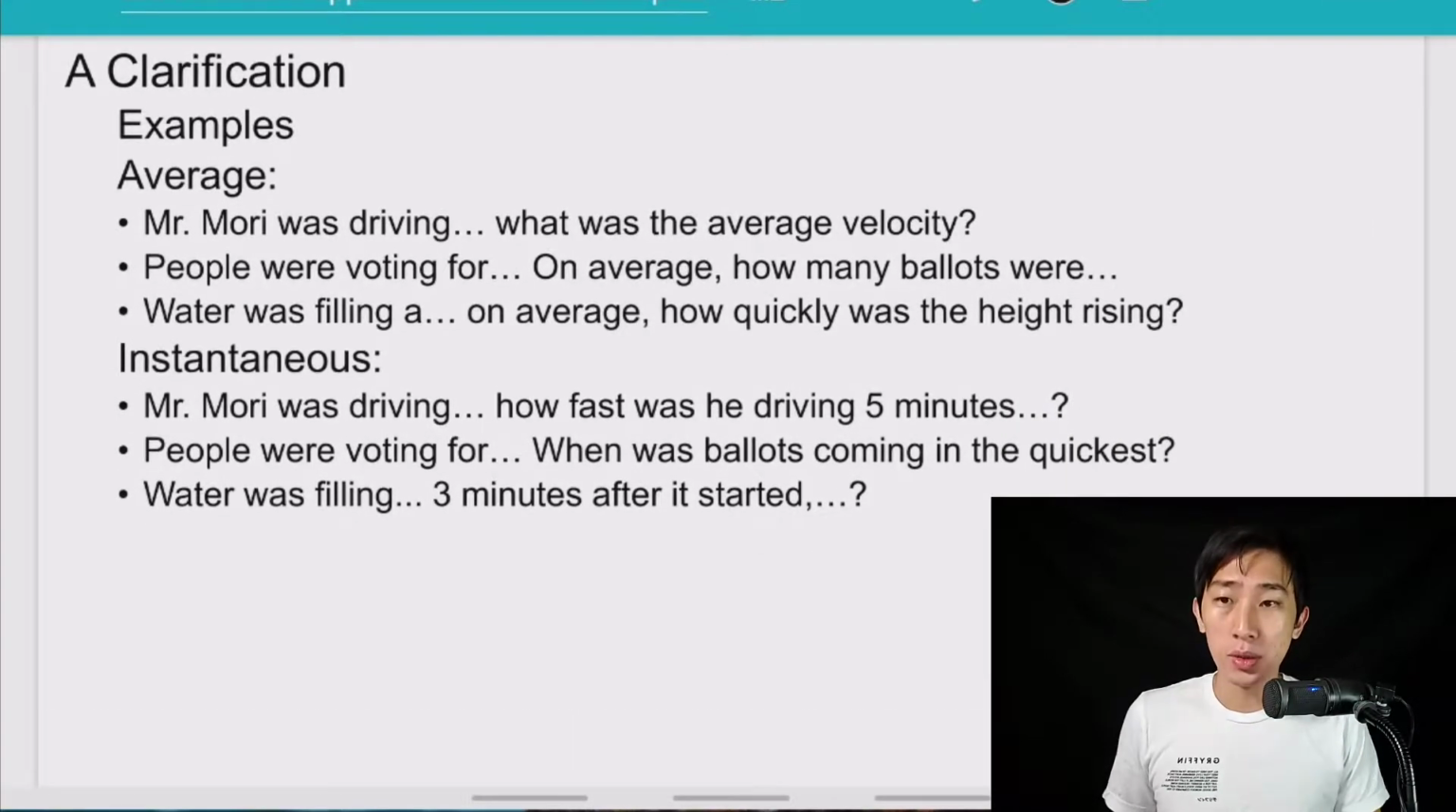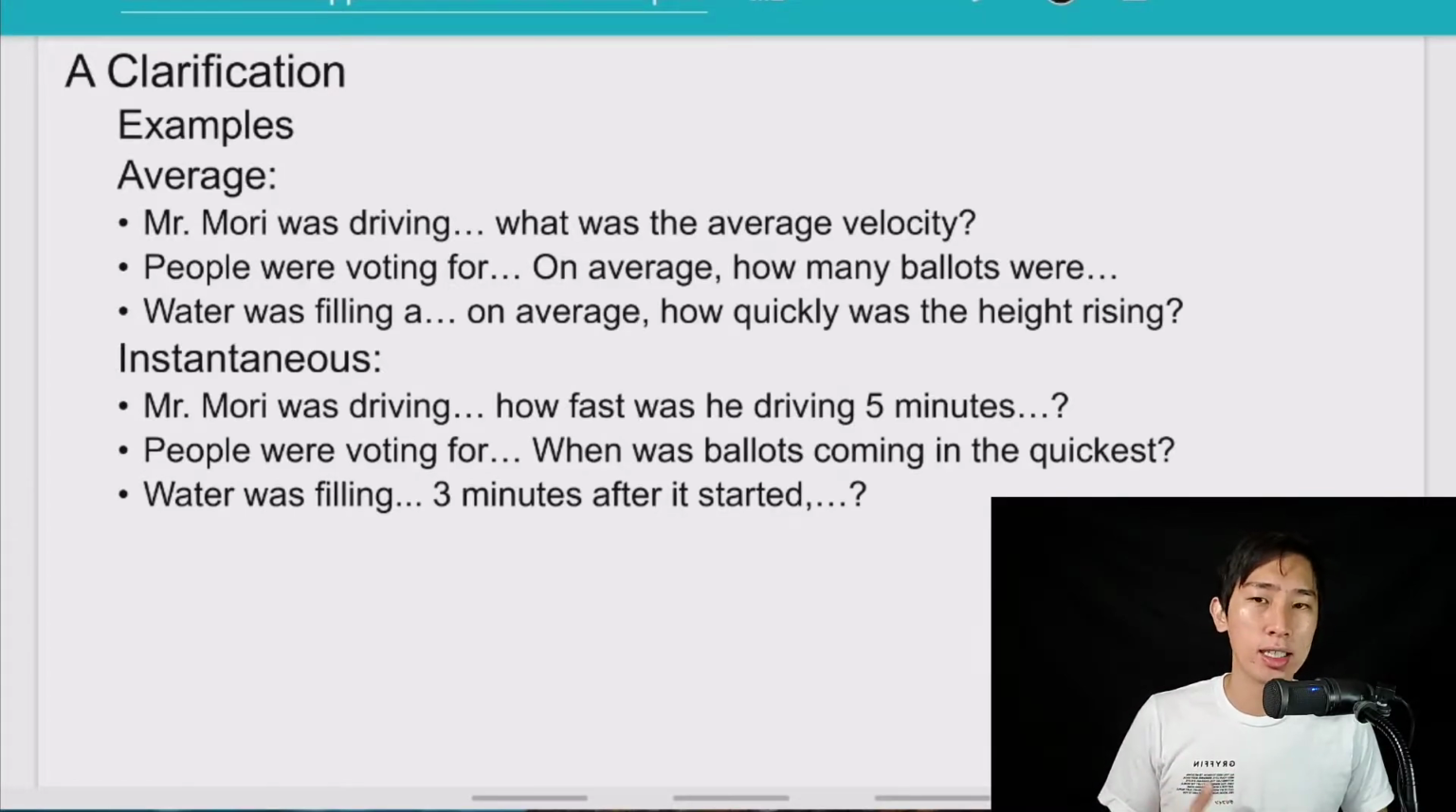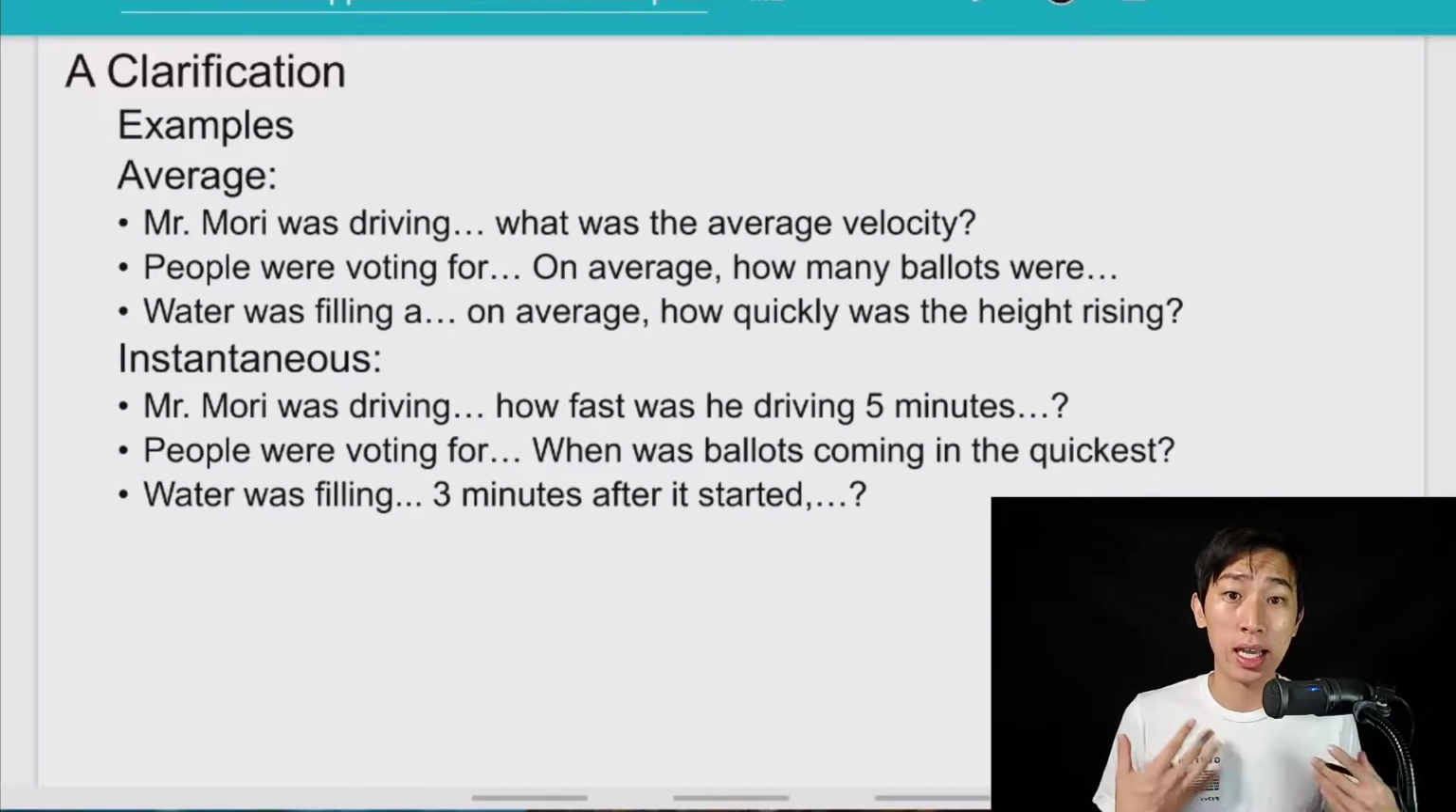So when we're doing average rate of change, here are some examples. Mr. Mori was driving, and so on. What was his average velocity? People were voting, and so on. On average, how many more ballots were coming in? Water was filling a cup. On average, over this time, how quickly was the height rising? Again, the word average is in all of these. If you're not doing average, then you're not taking slope.